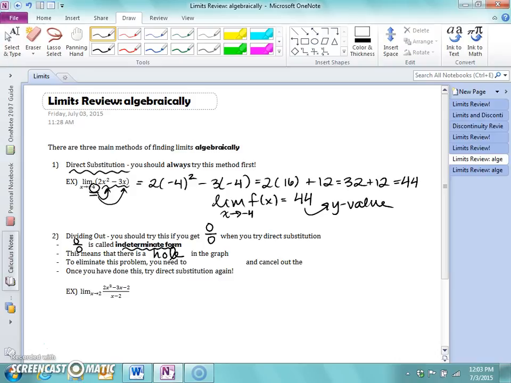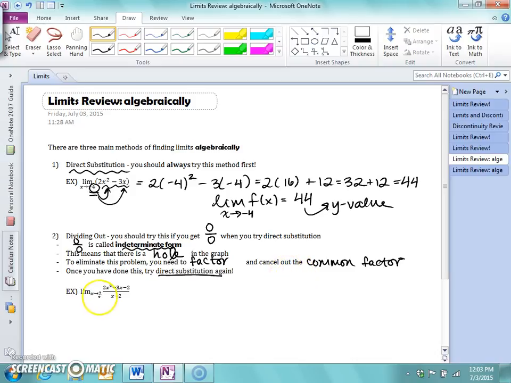If there's a hole in the graph, what you're going to need to do is factor and cancel out the common factor. So if you get 0 over 0, that means the numerator and the denominator share a common factor, and you need to cancel it out. Once you do that, you should try direct substitution again because you shouldn't get 0 over 0 anymore.